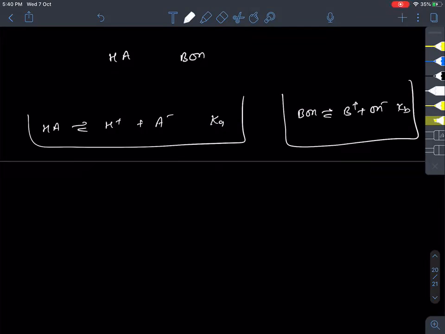Now the concentration, I mean everything is at 25 degrees centigrade. Suppose I am taking the concentration of HA as 0.05. Sorry, 0.01 I am taking. And I'm saying that I found the pH of this solution is 5.